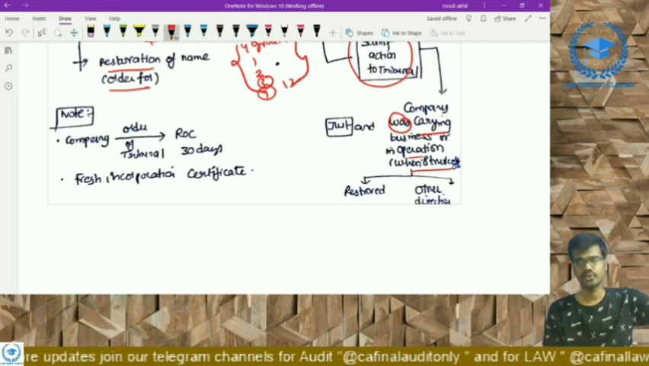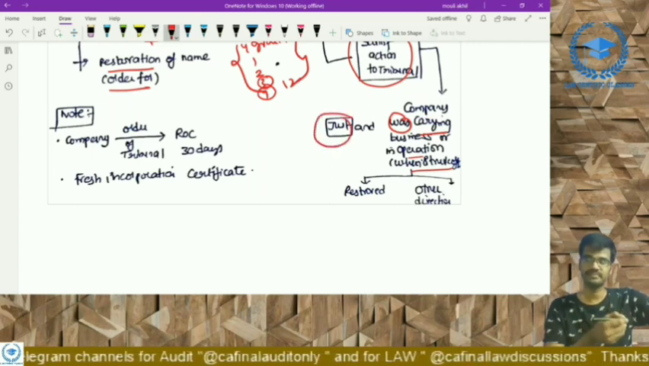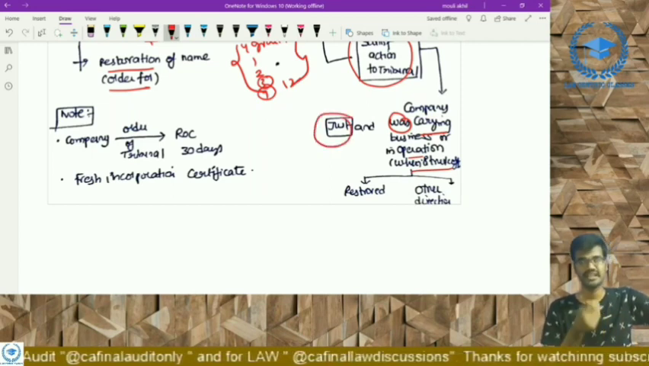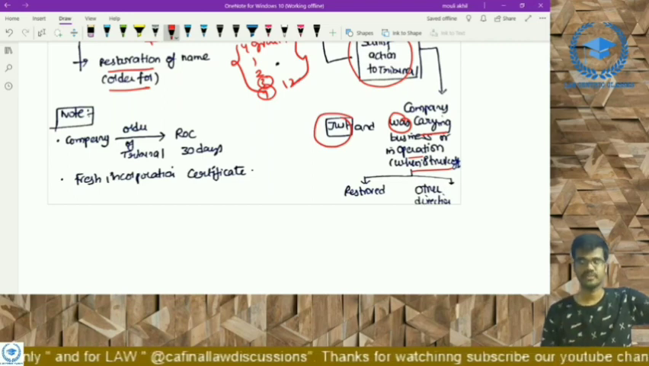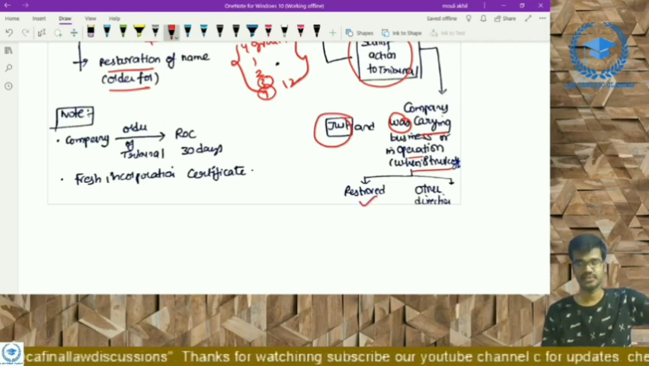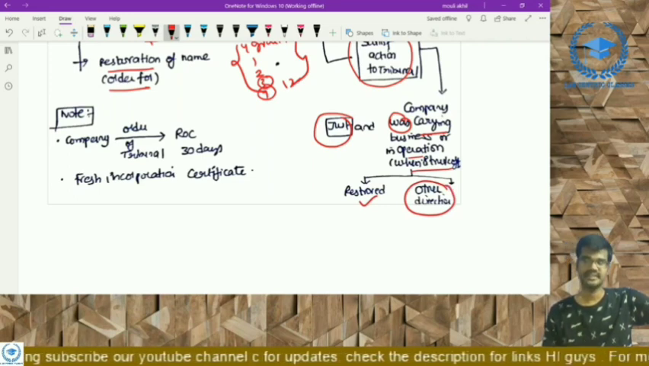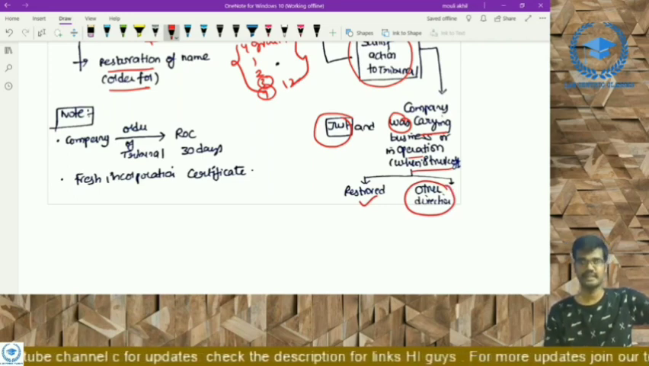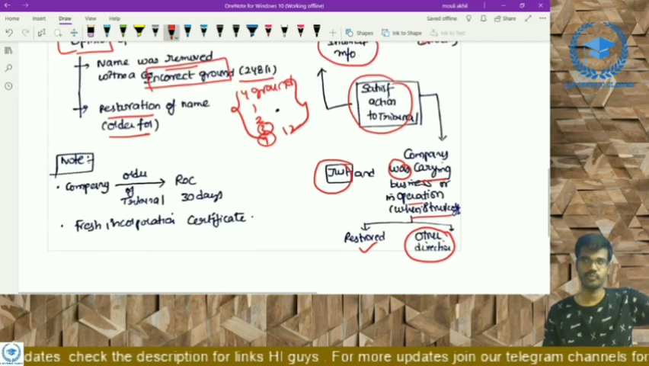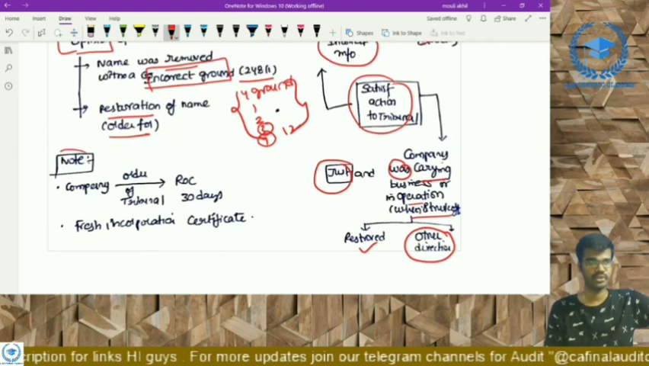Then, and also it is justifiable that the name of the company is restored, then the tribunal can order for. There are two options available to the tribunal. The first option is restoration, and the second option is making other directions, right? Keeping the same situation, making other directions. These are the 2 points, and one more point is a note point.